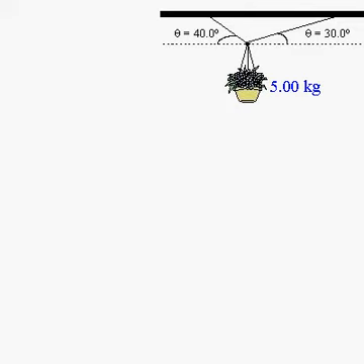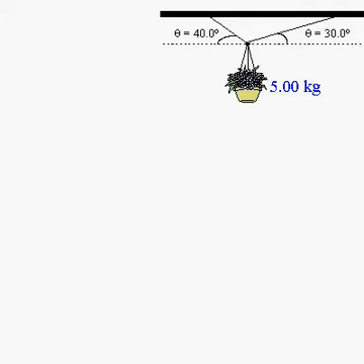In this example, we have a 5.00 kilogram flower pot suspended by two strings. And the question is, what's the tension on each string? Well, we know the flower pot isn't moving, so the sum of the forces on the flower pot must be 0. What are the forces at play here?